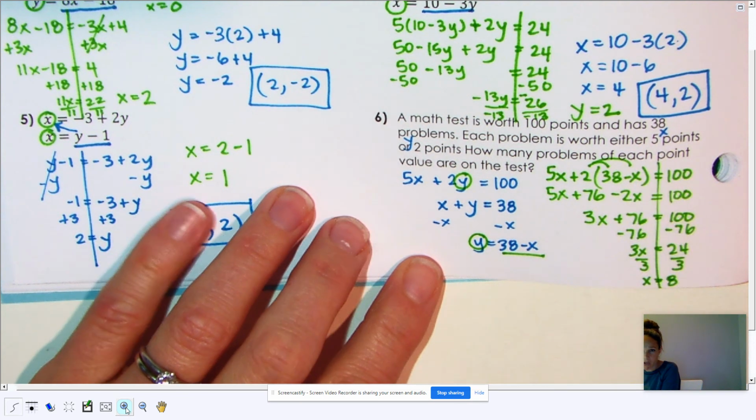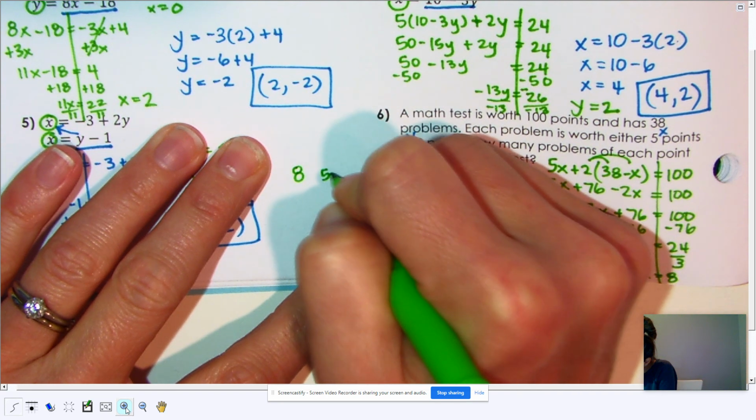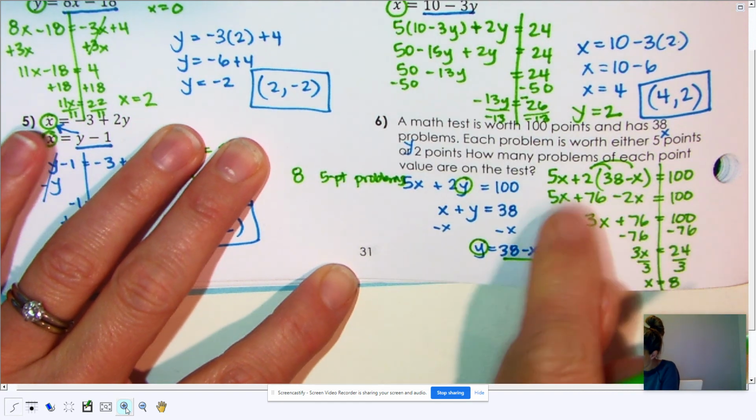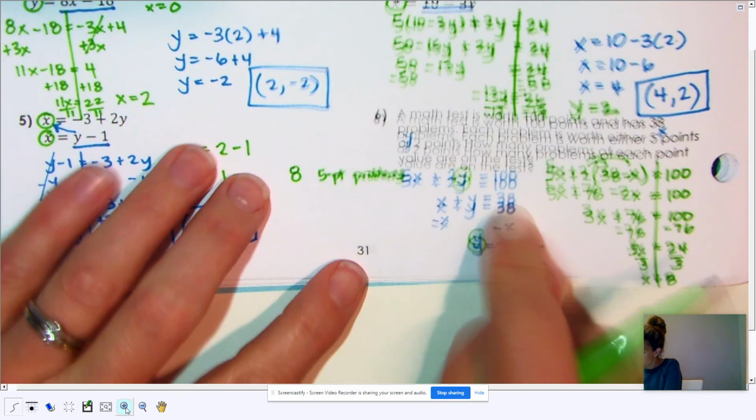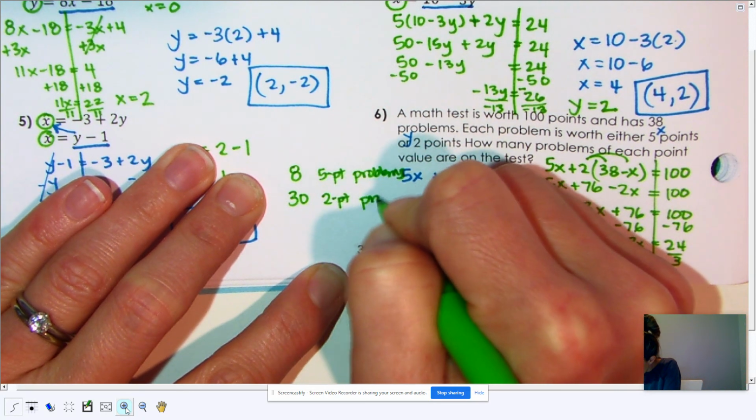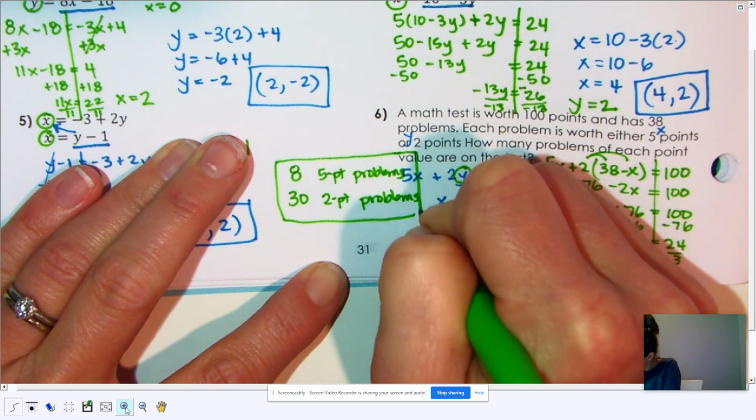Well, x was the 5-point problems. So I'm going to say there are 8 5-point problems. And then I know it has to make 38 problems altogether. Well, if I've already used 8 of those, that tells me there's going to be 30 left for the 2-point problems. And that is my final answer.